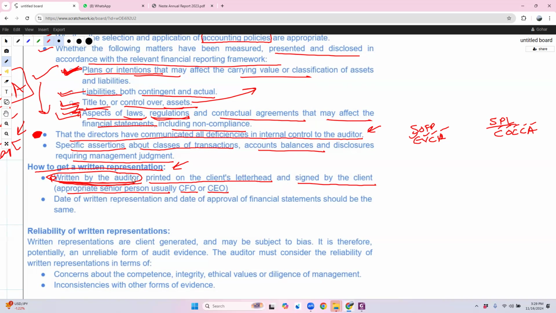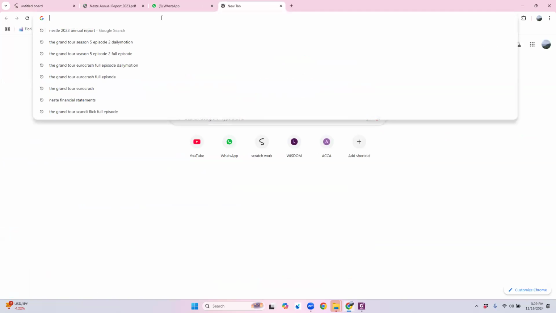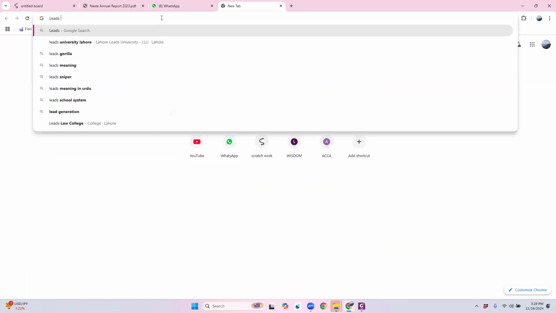On whose paper is it written down? On whose letterhead is it written down? What's a letterhead? Have you seen many different pages? In which university do you study right now? Leeds Beckett. Come again. Leeds Beckett. Okay. Just talk about Leeds letterhead.